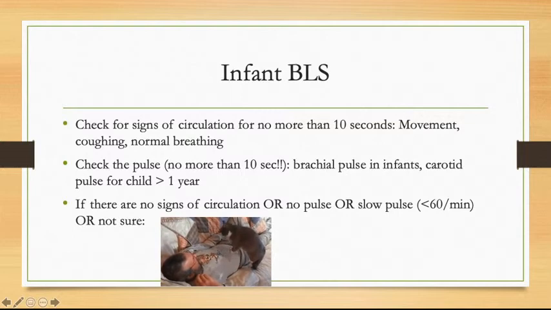And check their pulse. Usually the Resuscitation Council suggests checking the brachial pulse in infants. You can also try the femoral pulse if you can't feel the brachial pulse, and you can try the carotid pulse if the child is older than 1 year old. If you're not sure, if you can't feel anything, no pulse, or there's a really slow pulse, less than 60, then you can start chest compressions.